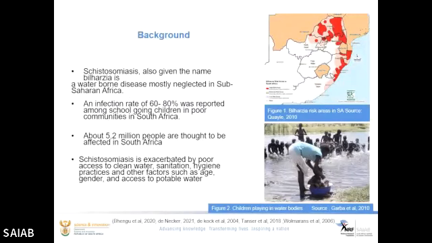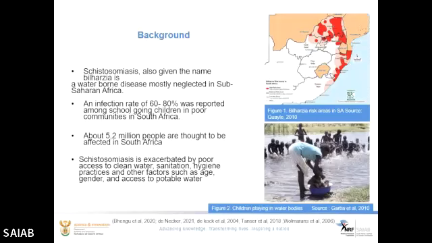Schistosomiasis is a waterborne disease that is caused by the parasitic flatworms known as schistosomes, and it occurs mostly in the tropics. It is also regarded as the most neglected disease in sub-Saharan Africa. An infection rate of 60 to 80% has been reported among school-going children in poor communities in South Africa, which makes children the most vulnerable group. About 5.2 million people are thought to be affected in South Africa.